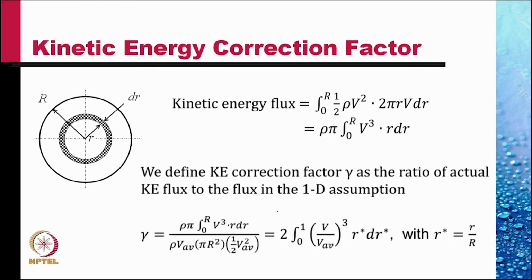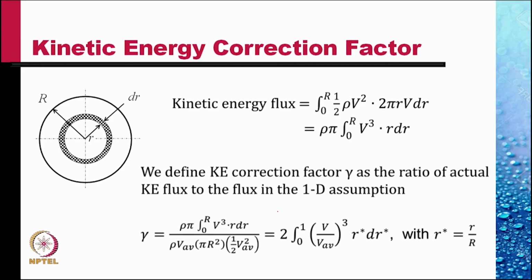So, we define gamma, the kinetic energy correction factor, as the actual kinetic energy flux shown in the numerator divided by the kinetic energy flux with one-dimensional assumption, which was obtained in the last slide. And this simplifies to twice the integral 0 to 1 of V by V average whole cubed r star dr star, where r star is r divided by capital R, the radius of the pipe.